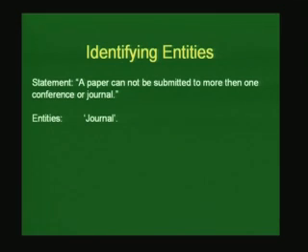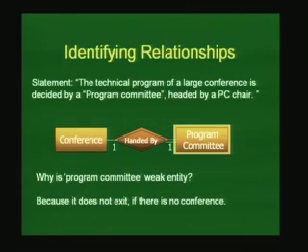Similarly, a paper cannot be submitted to more than one conference or journal. Again, there is an entity called journal, and conference we already saw is an entity. Now, what about relationships? Now that we have identified entities, of course we are nowhere near finishing the identification of entities, but let us look at relationships.